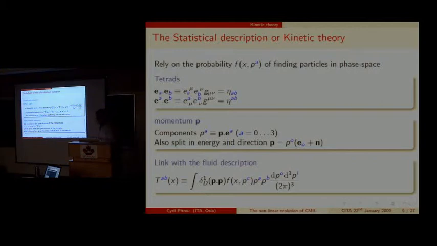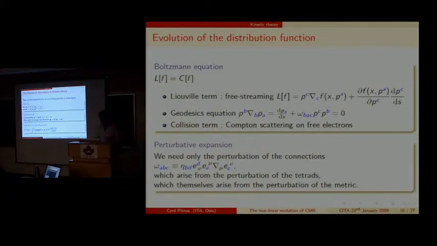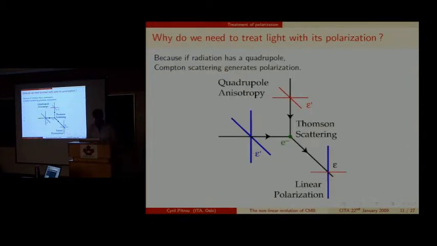Now, if we want to perform a perturbative expansion, what we need to know is only the perturbation of the connection. Why? Because I just said that in the Liouville operator, we just need the geodesic, and in the geodesic, we just need the connection. And the connection derives just from the expression of the tetrad. But since the tetrad are just defined with the metric, through their normalization, actually the only thing we need is to know the perturbation of the metric. So what I mean is everything comes from the perturbation of the metric, and you go all the way up to perturb the Liouville term.